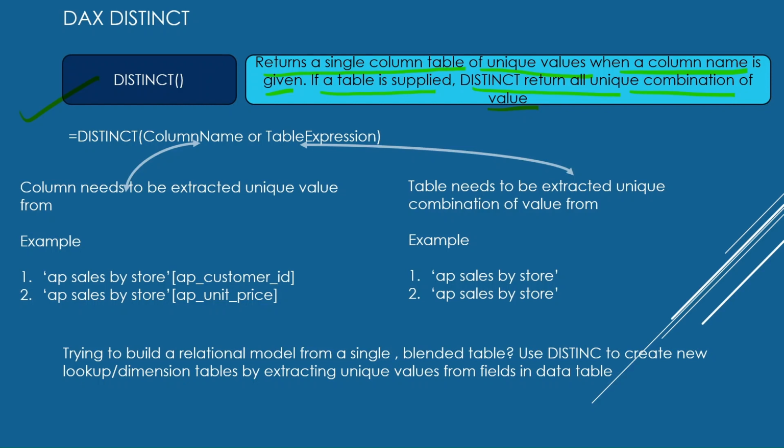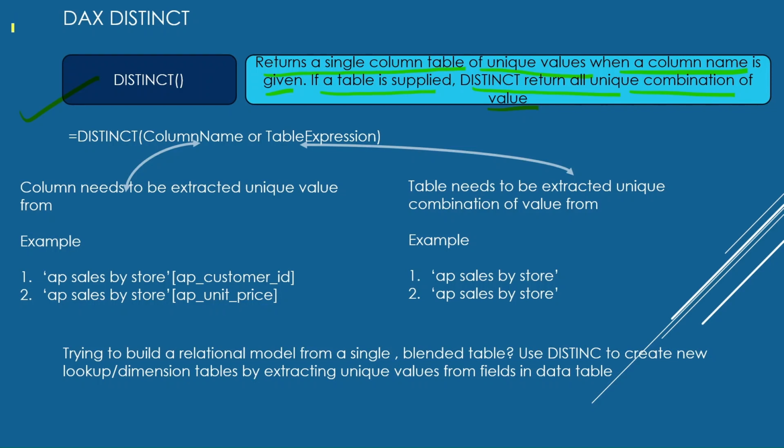So, why do we generally use DISTINCT? Whenever there is a requirement that we need the unique values of a column from a table, we can use the DISTINCT function. If there is a requirement that we need to return a combination of all the unique values present in a table, we can do it with the help of the DISTINCT function.